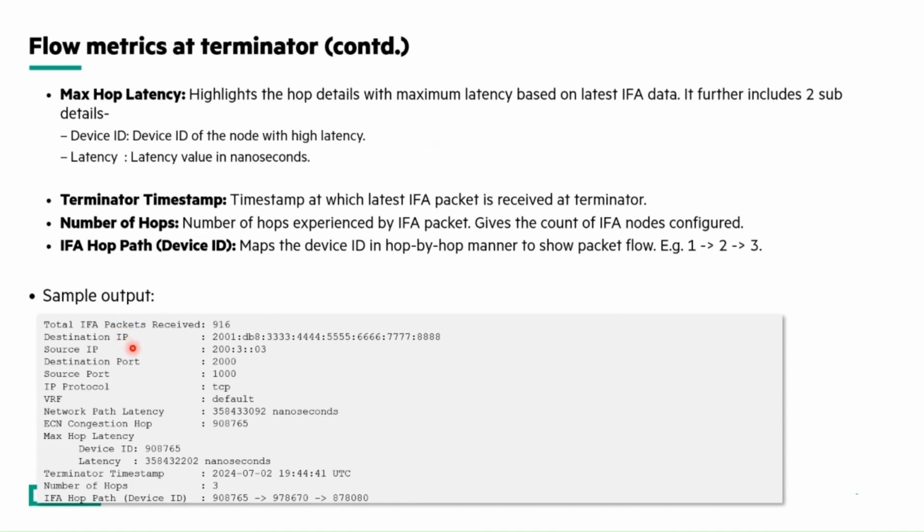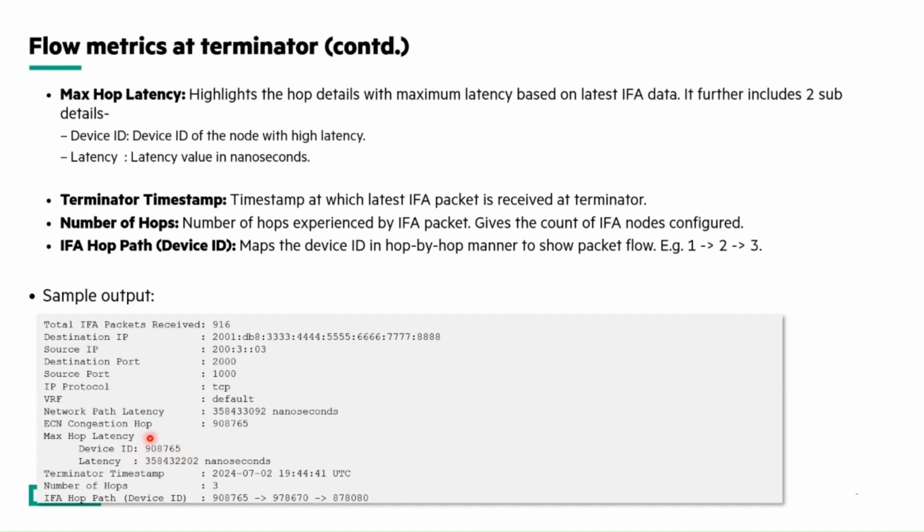So now here, if you see, we have total IFA packets received, which is 916. The destination IP is this IPv6 address, and this is the source IP. We have our 5-tuple details, which are destination and source port and your IP protocol. Now VRF is not supported with this release, as I was mentioning. The network path latency is around this, and the ECN congestion hop is with this device ID. Plus, there is a max hop latency detail. That means the device which is facing the max latency.